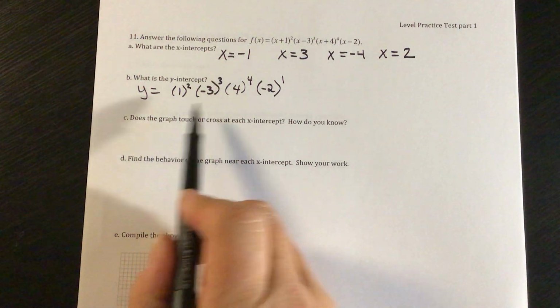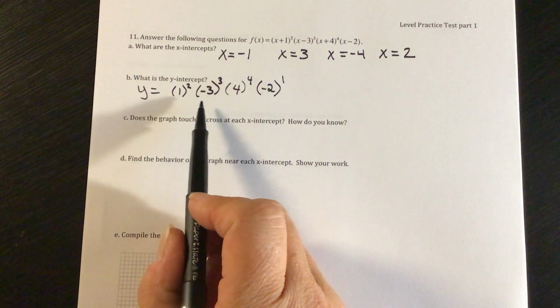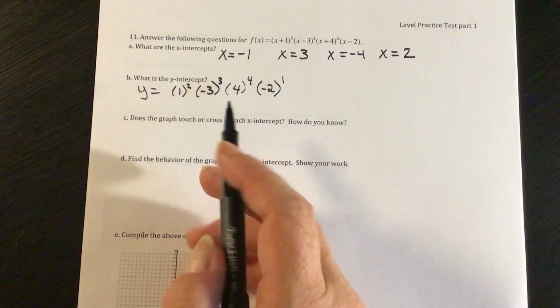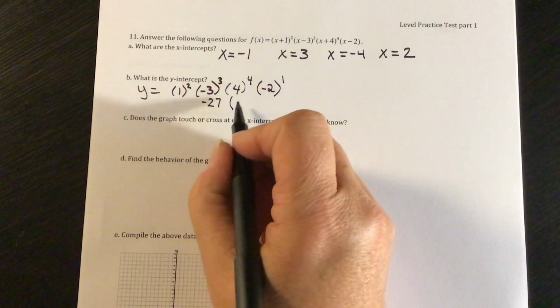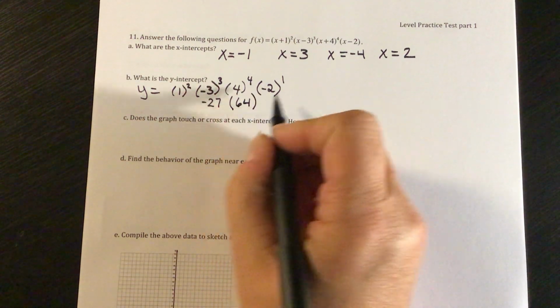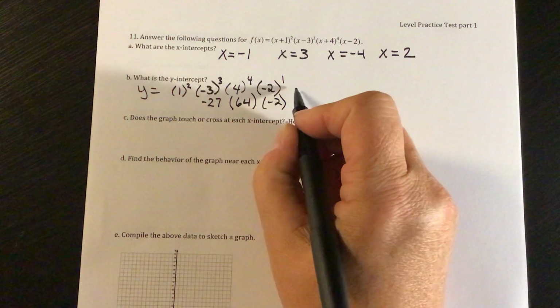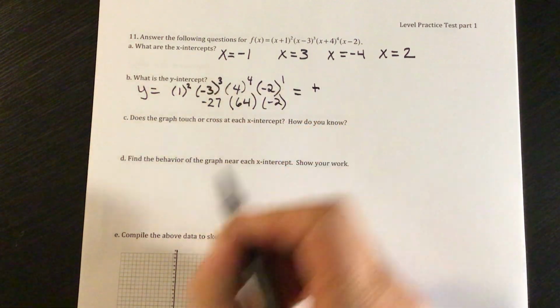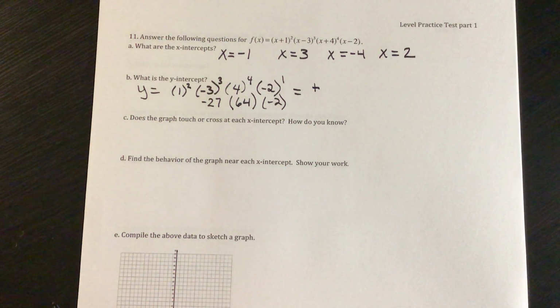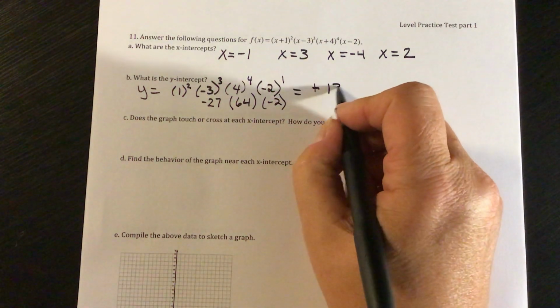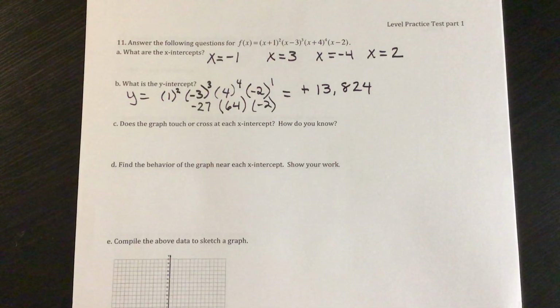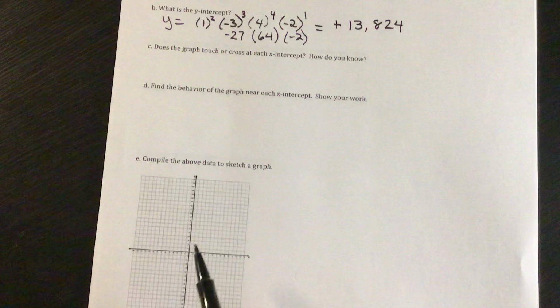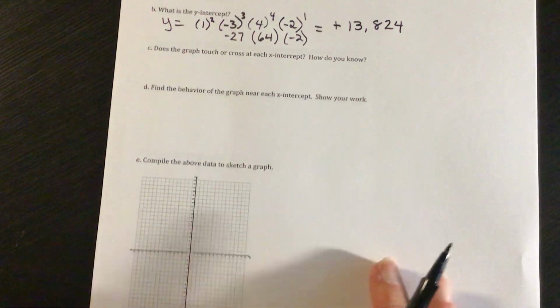And I went ahead and did all these calculations. Basically, I'm going to have -3 to the 3rd power is -27, times 4 to the 4th power is 64, times -2. And I know this is going to be a positive value, and if I multiply those all together, I'm going to get 13,824. Okay. Just a hint, it's not going to fit on our graph down here.